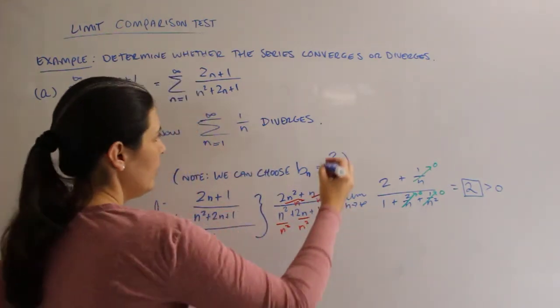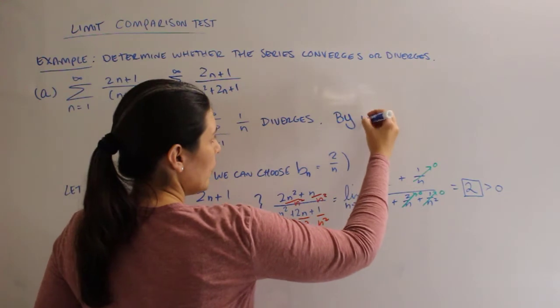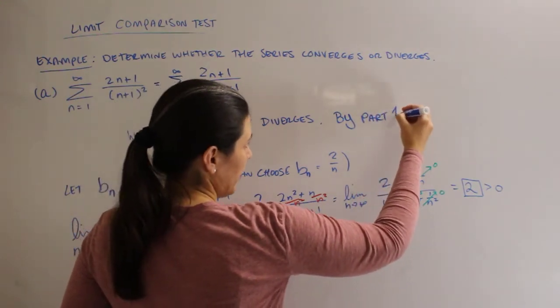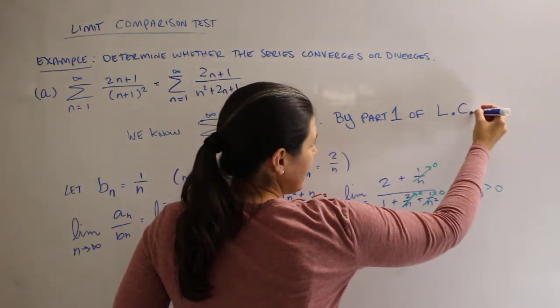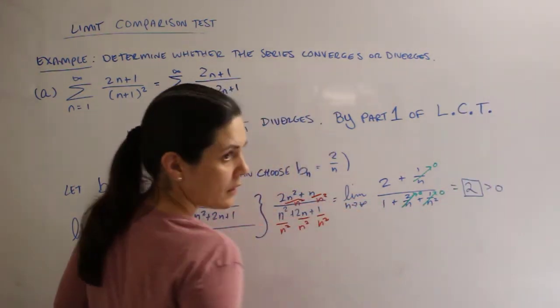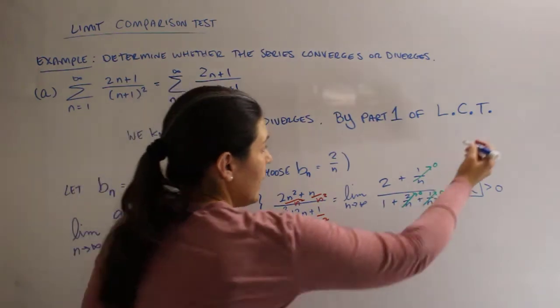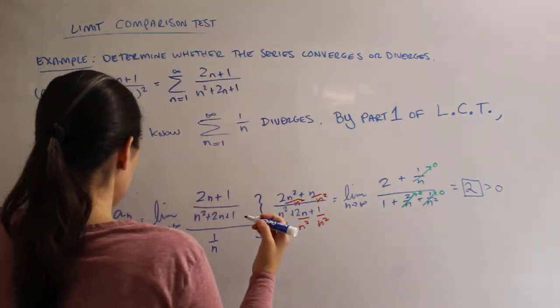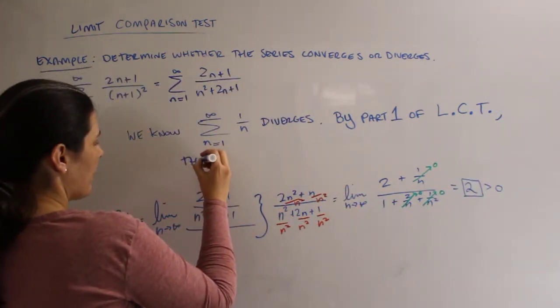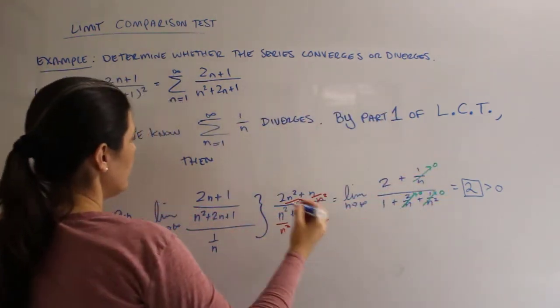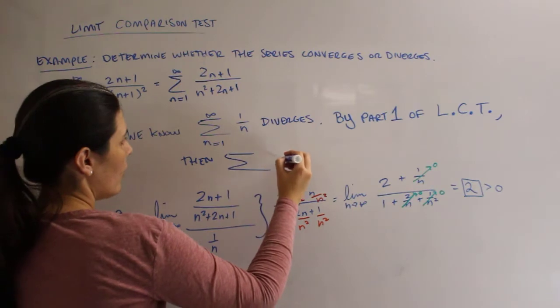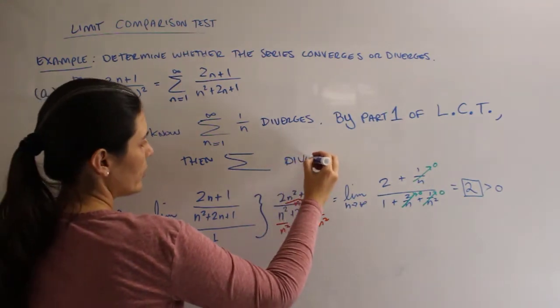So let me make it very, very clear. By part 1 of our limit comparison test, just to save some writing, then we can say, let's get this out of the way: since this one diverges, and the limit equals a real positive number, then our series also diverges.